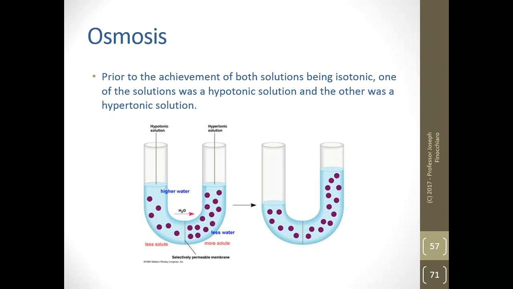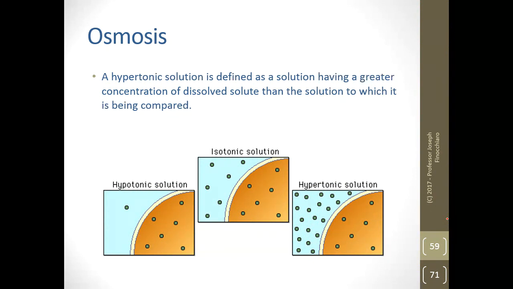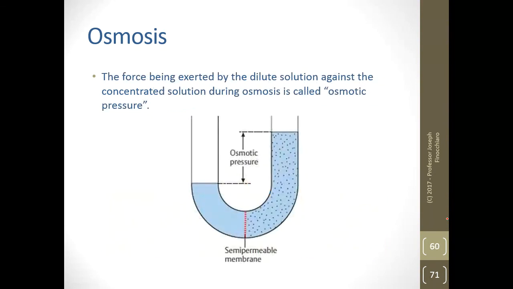There's a membrane that separates them. And what ends up happening is the water automatically will flow this way in order to achieve an even distribution where the concentrations are equal. A hypotonic solution is defined as a solution having a lesser concentration of dissolved solute in the solution to which it is being compared. A hypertonic solution is defined as a solution having a greater concentration of dissolved solute than the solution to which it is being compared.